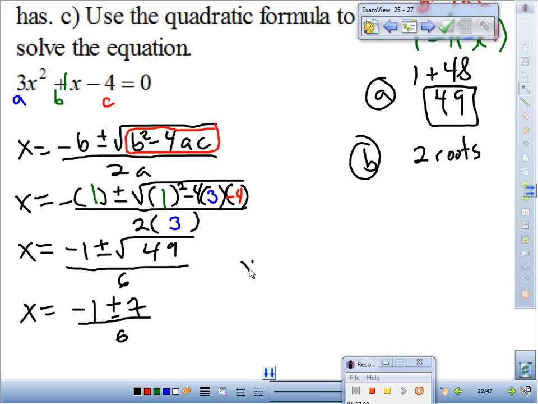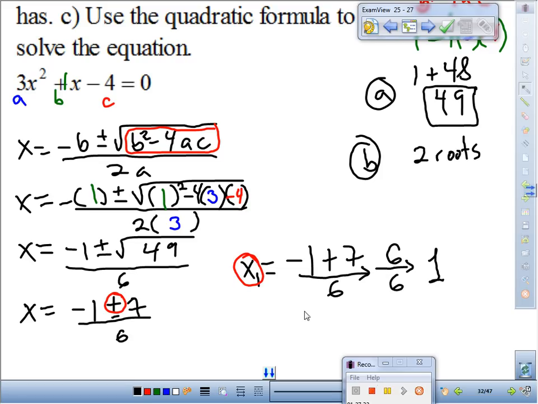We have x sub 1 is negative 1 plus 7 over 6. So notice for this one, I'm going to use just the positive 7 for my solution. So let me solve this. This is negative 1 plus 7, that is 6. What is 6 over 6? 1.